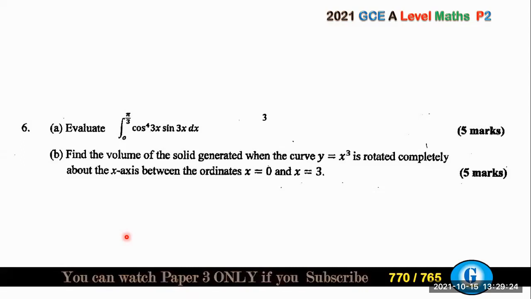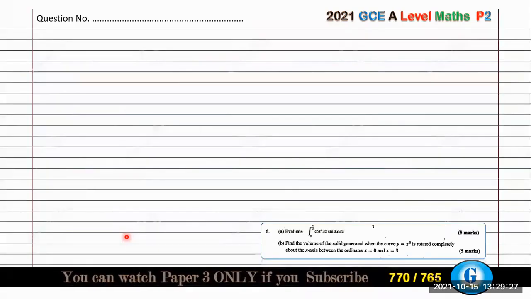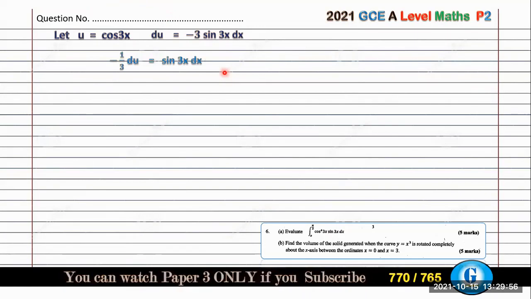All right, so let's evaluate this integral first. If you look at this integral, if you differentiate cos 3x, you have minus 3 sine 3x, right? So we can let our u be equal to cos 3x, and du will be equal to negative 3 sine 3x dx. We can now solve for sine 3x dx because we see it in this integral. So sine 3x dx will be equal to minus 1 on 3 du.